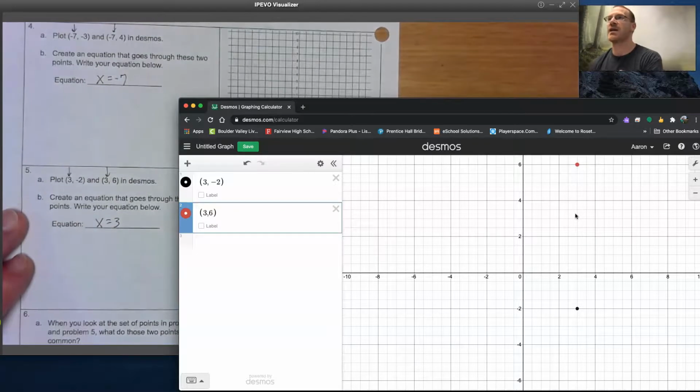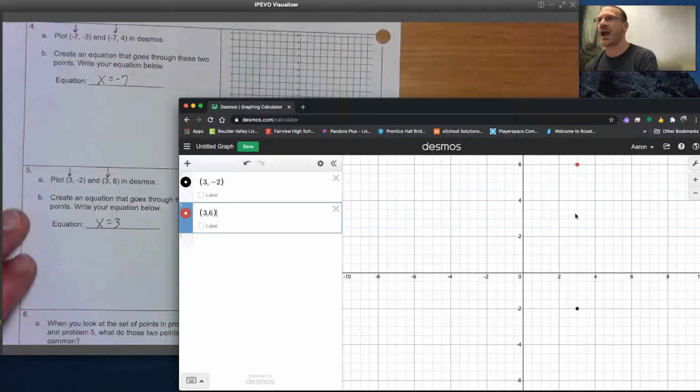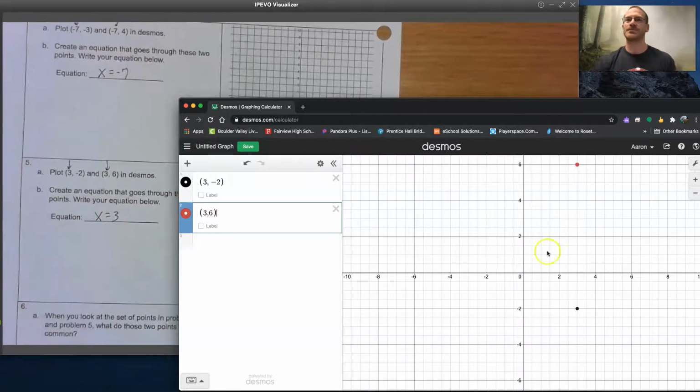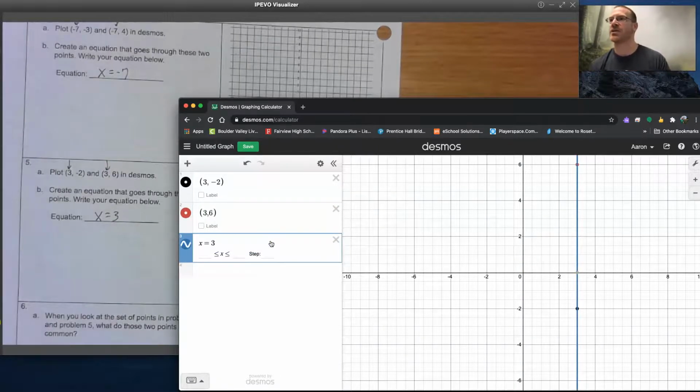By writing down what they have in common, you have created the equation. I can test it here. This is where we wanted you to type it in to make sure you're good. So x equals 3 works well. Perfect there.